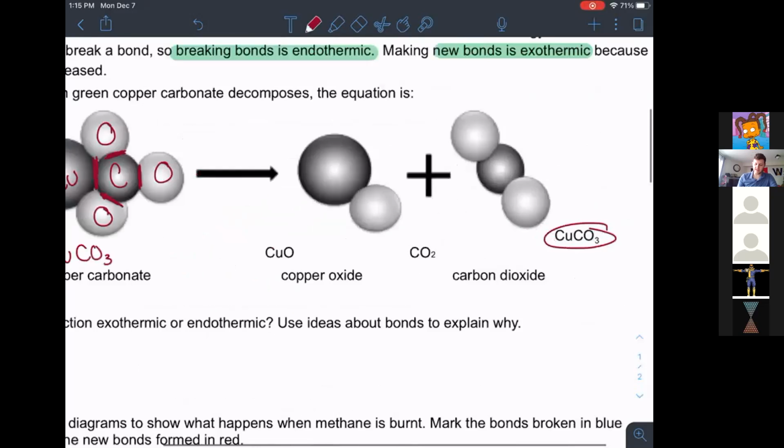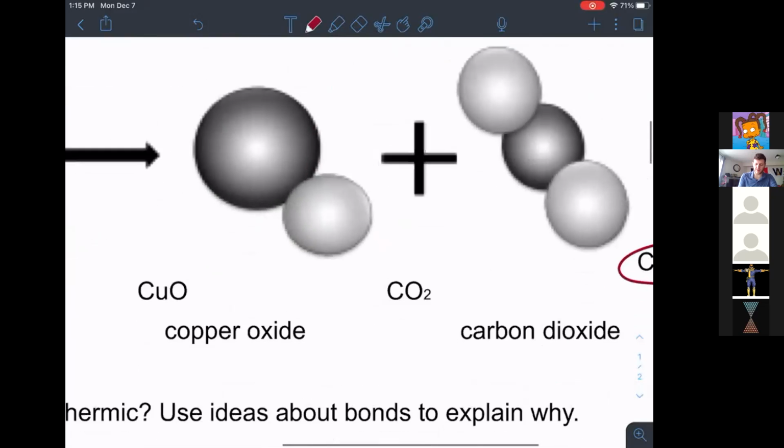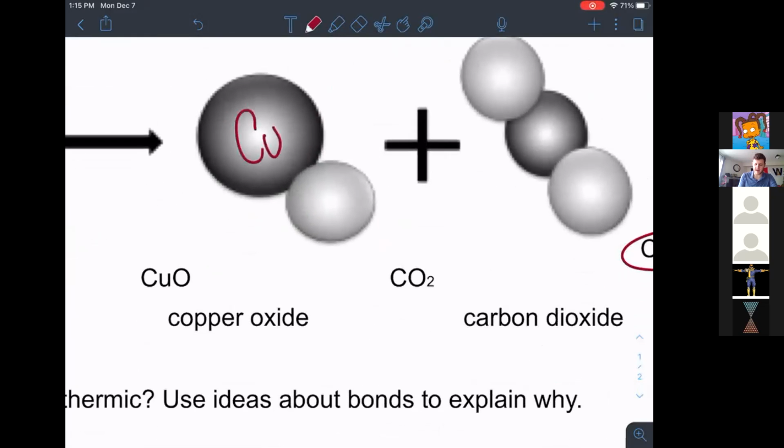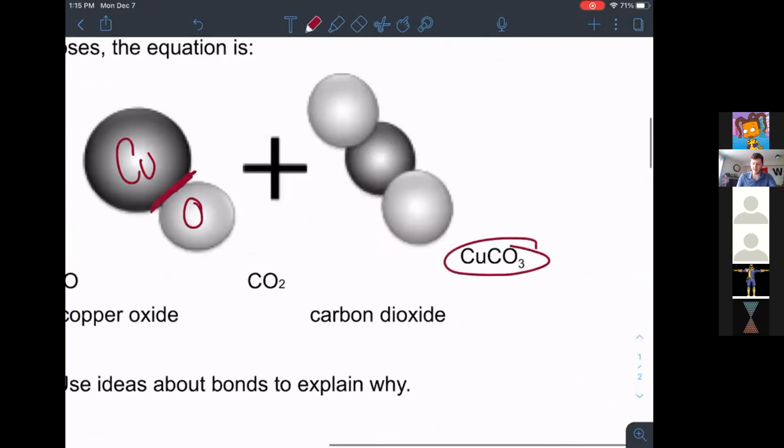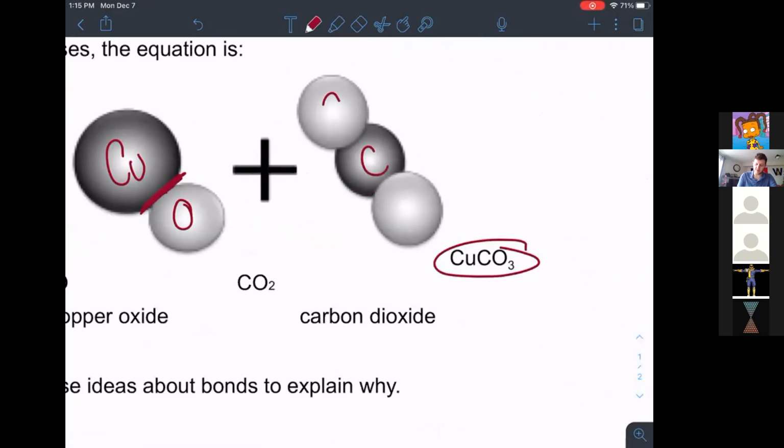And then we have CuO, so copper oxide right here. So this is our copper still and our oxygen. And how many bonds are there between our copper and oxygen? Just the 1. And then we have carbon and 2 oxygens. How many bonds are there in our carbon dioxide? 2. Perfect.